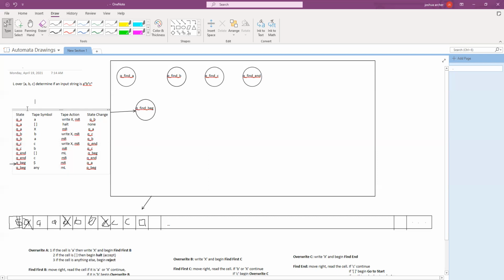And this here, if I were to ask you to design a Turing machine to determine if an input string is A to the n, B to the n, C to the n, this is the thing you would give me, this table.